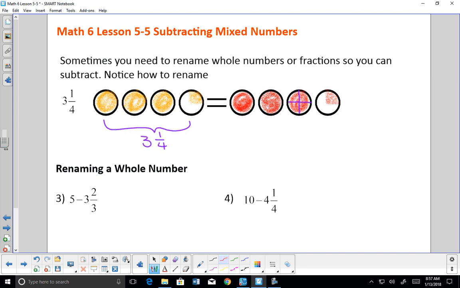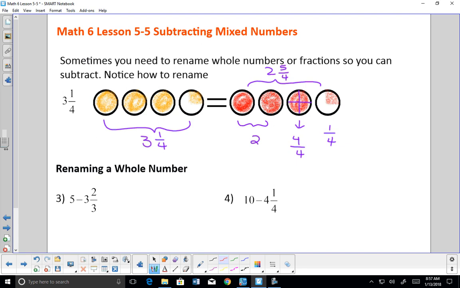So 3 1/4 could be 3 whole circles and 1/4 of a 4th circle, or it could be 2 whole circles. Okay, this becomes 2. This becomes 1, and this becomes a 4th. Okay, this 1 is the same thing as saying 4/4. So instead of renaming this as 3 1/4, it can be renamed as 2 5/4.